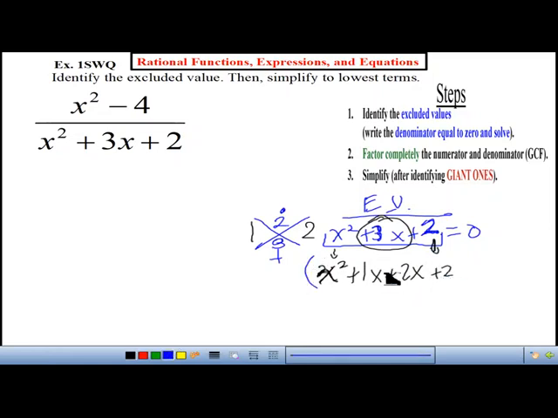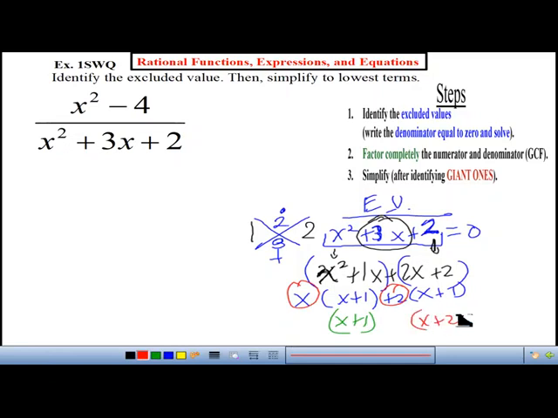Factor by grouping, these two: x plus 1. GCF here is 2, x plus 1. So my factors are x plus 1, and the other one is x plus 2. Now that we have our factors, we set them equal to 0 and we solve. x equals -1, x equals -2. So my excluded values are -1 and -2.